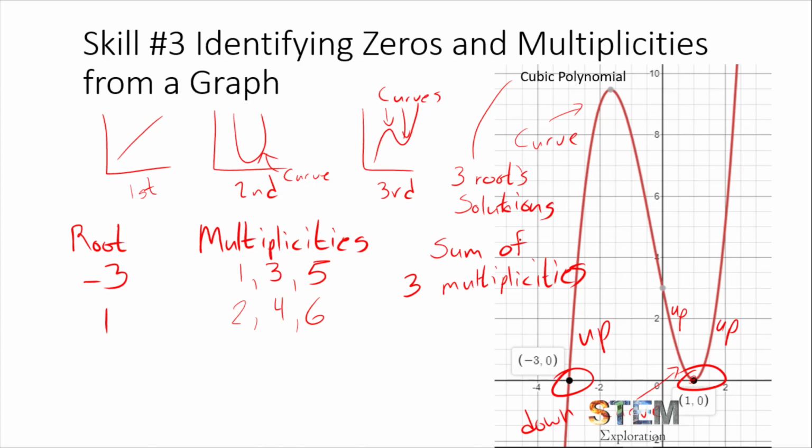Now, one thing I want to point out is that because it's a cubic polynomial, we know the sum of all the multiplicities needs to add up to 3. So if we're looking at all the options, we can see pretty quickly that -3 has to have a multiplicity of 1, and the root of 1 has to have a multiplicity of 2. And if you want a visual of what a multiplicity represents, it represents the number of times that number is a solution.